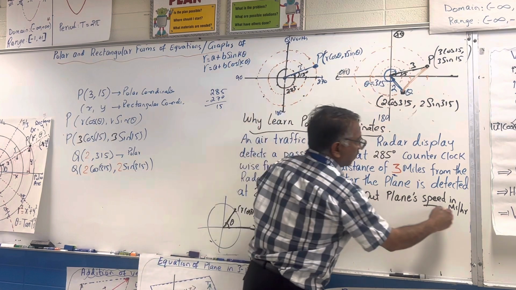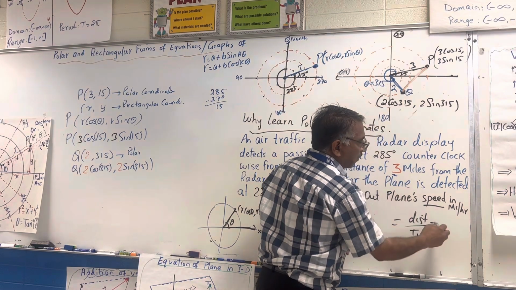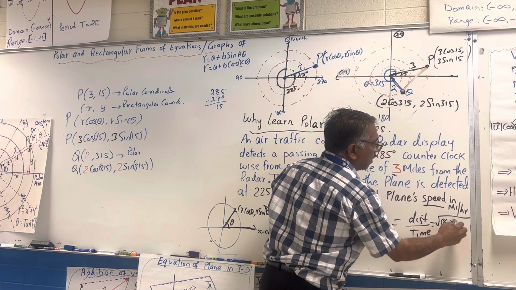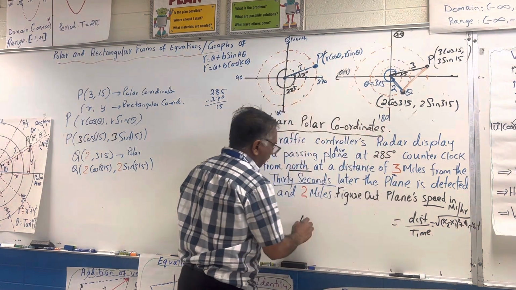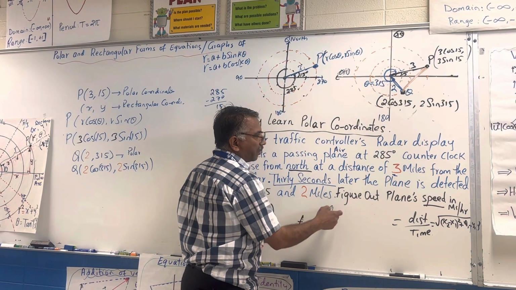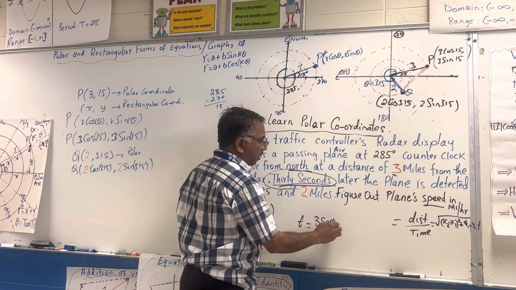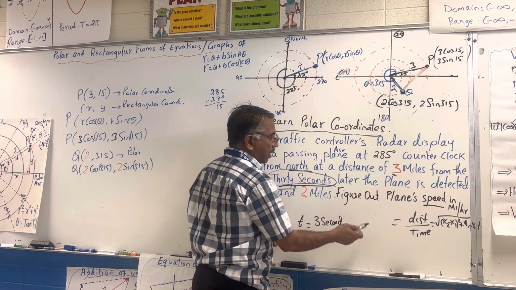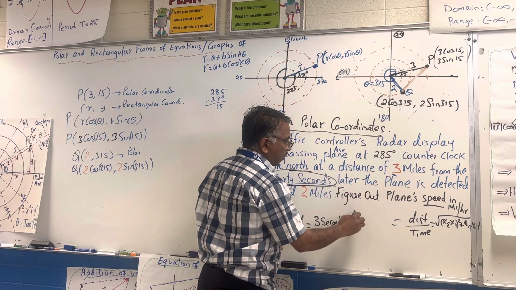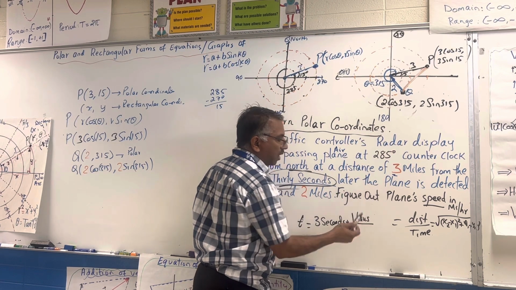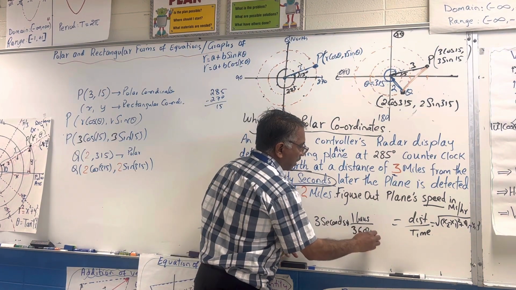So speed is distance divided by time, and the distance is what we have to find out. We know that this is x2 minus x1, the whole square, plus y1 minus y2. So we can use that, and the time is given to you. The time t is given as 3 seconds. This is very important. You need to convert 3 seconds into hours. In 1 hour there are 60 minutes, and every minute is 60 seconds. So 60 times 60 is 3,600 seconds.